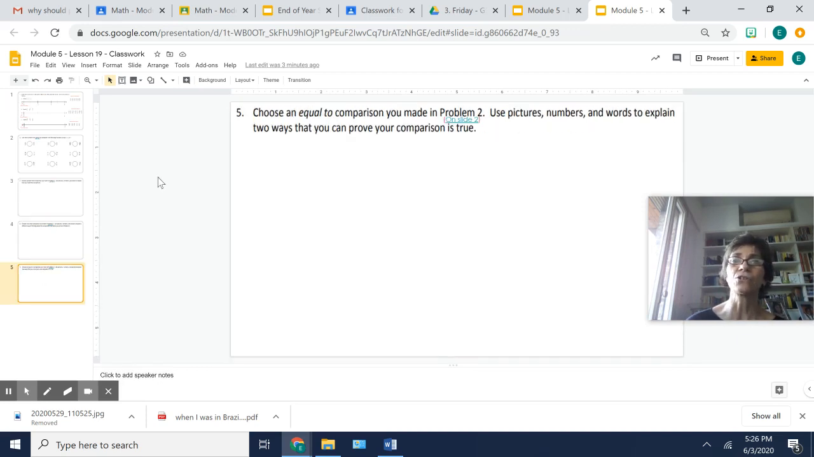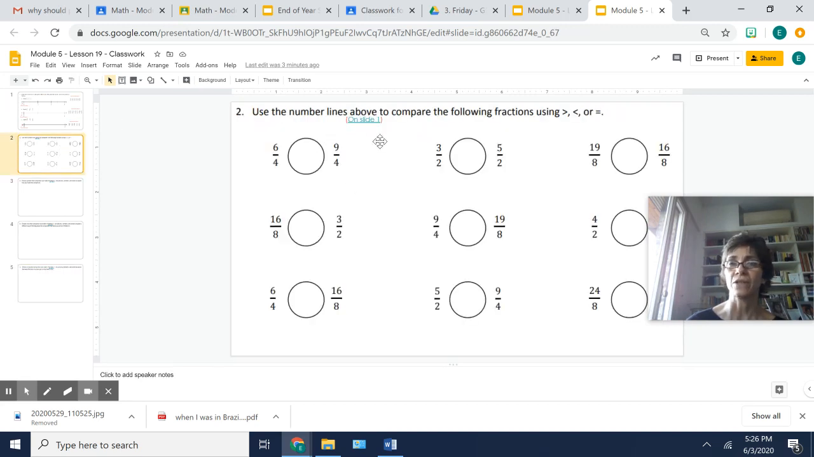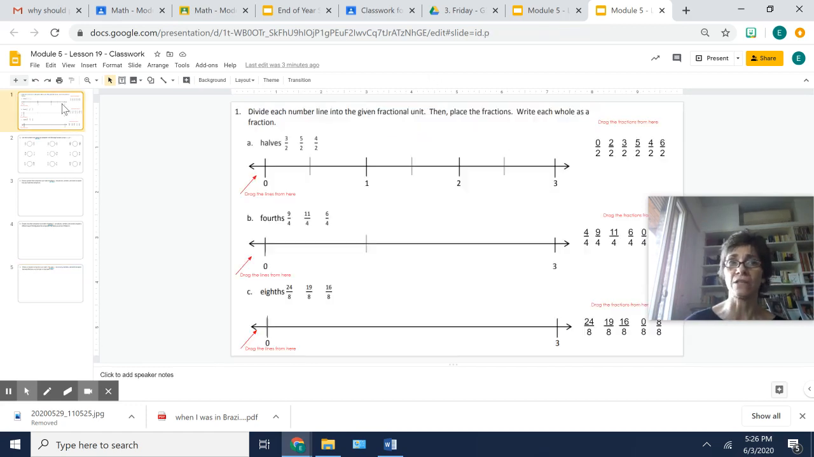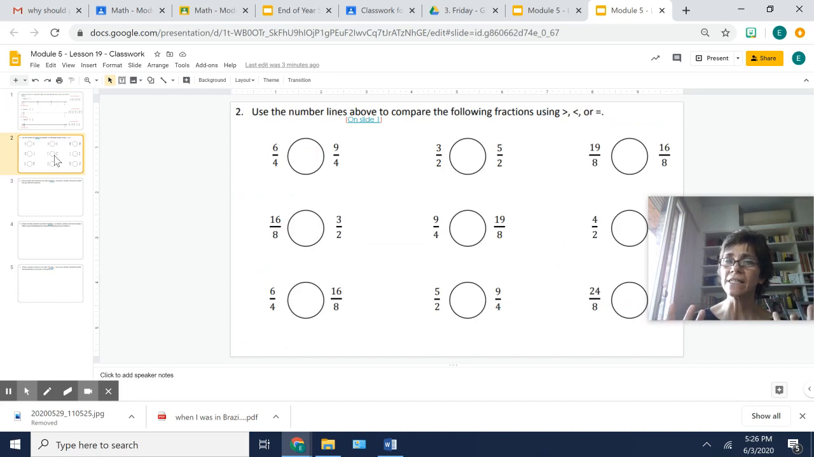And then on the third slide, you're going to choose an equal to comparison. So you're going to find two fractions that are equal. So one is equal to the other. You're going to choose one of these, an equal to comparison that you made in problem 2. And again, you're going to use pictures, numbers, and words to explain 2 ways that you can prove your comparison is true. So you will do some thinking. First, you'll be using the number lines like we've been doing up to now. Then you're going to compare fractions using these number lines and explain your thinking. This is your job for today.